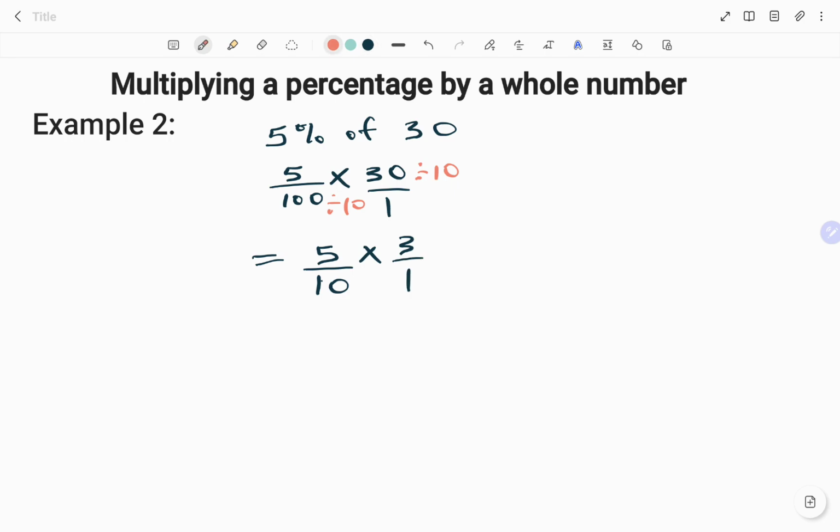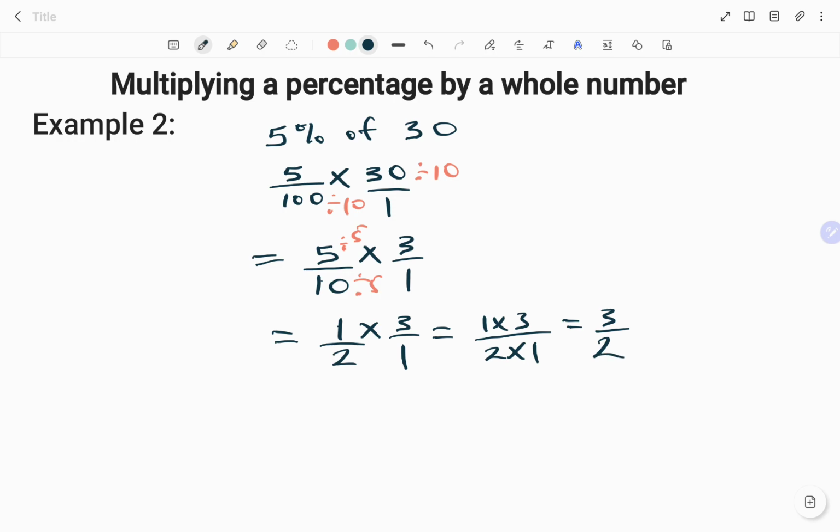We can still simplify by dividing the 5 by 5 and 10 by 5. Why? Because 10 is a multiple of 5. 5 divided by 5 will give us 1, and 10 divided by 5 will give us 2, times 3 over 1. There's nothing to simplify, so now we multiply out our fraction. We multiply our numerator, 1 times 3, over a denominator, 2 times 1, and this will give us 3 over 2.